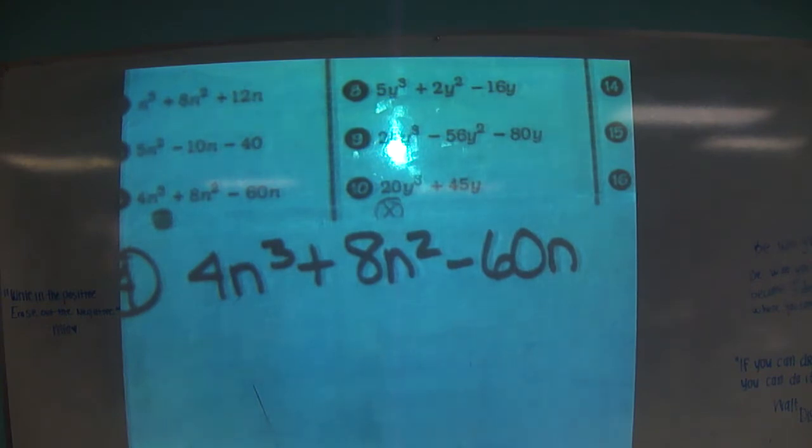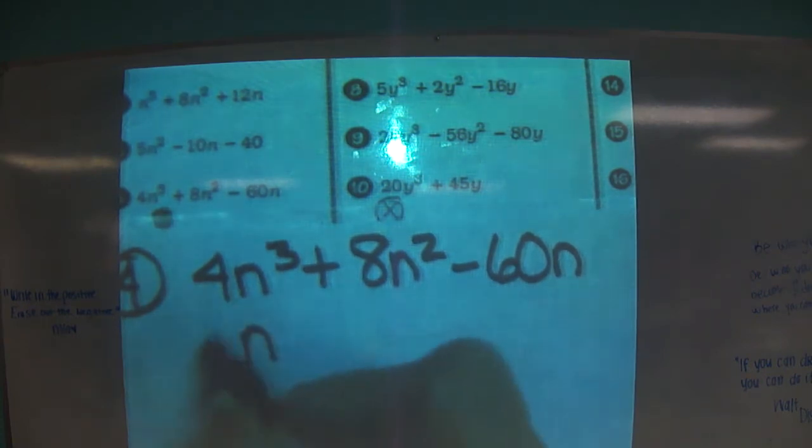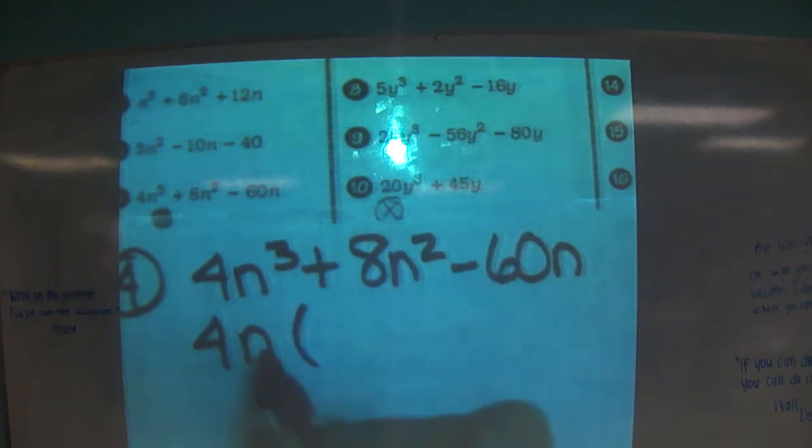Yes, they sure do. What do they have in common? N. They have an n in common. Do they have anything else in common? Look at the number. 2 squared. 4. Oh, they have a 4 in common. Pull out the 4n. So, 4n times what is 4n to the third?